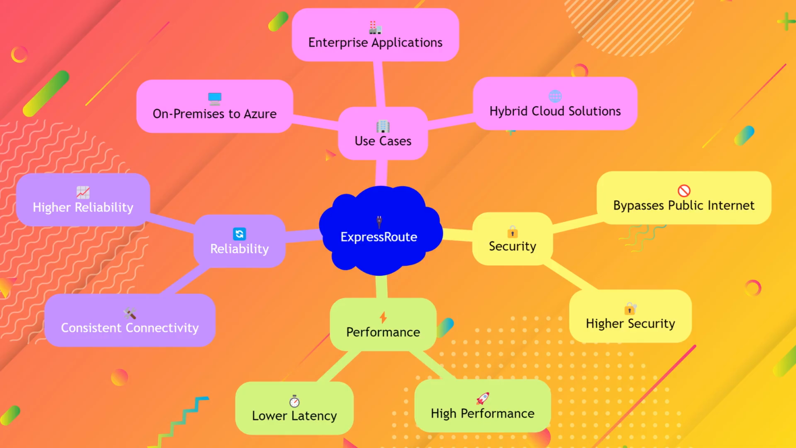ExpressRoute provides a private connection between your on-premises networks and Azure, bypassing the public internet. This offers higher security, reliability, and lower latency compared to traditional VPN connections. ExpressRoute is ideal for scenarios requiring high performance and secure connectivity.